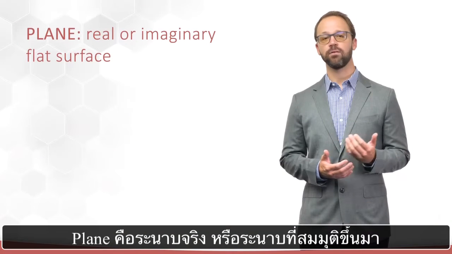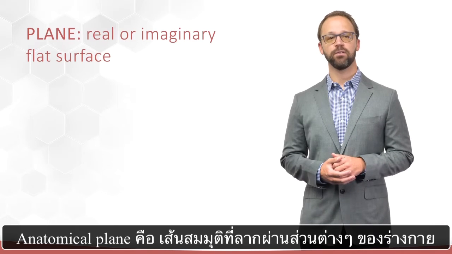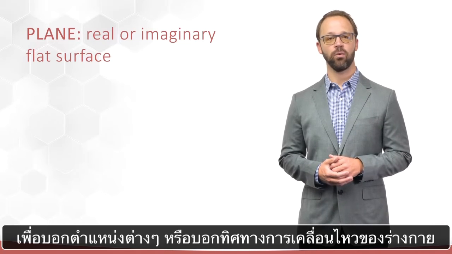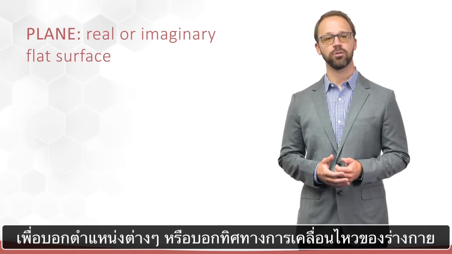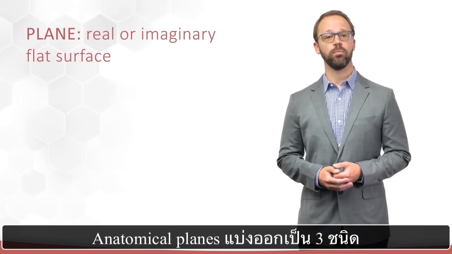A plane is a real or imaginary flat surface. Anatomical planes are used to transect the human body in order to describe the location of structures or the direction of movements. There are three anatomical planes.